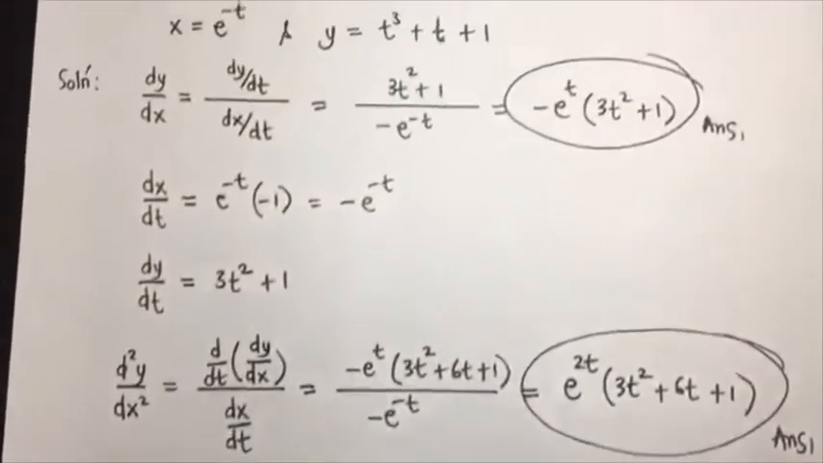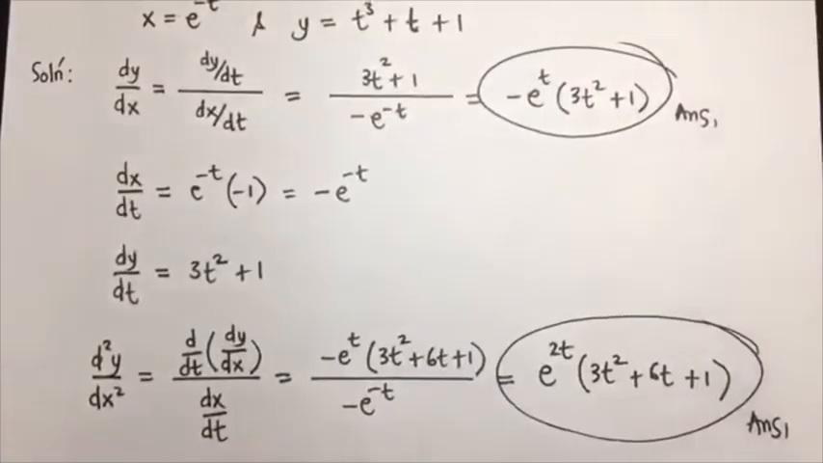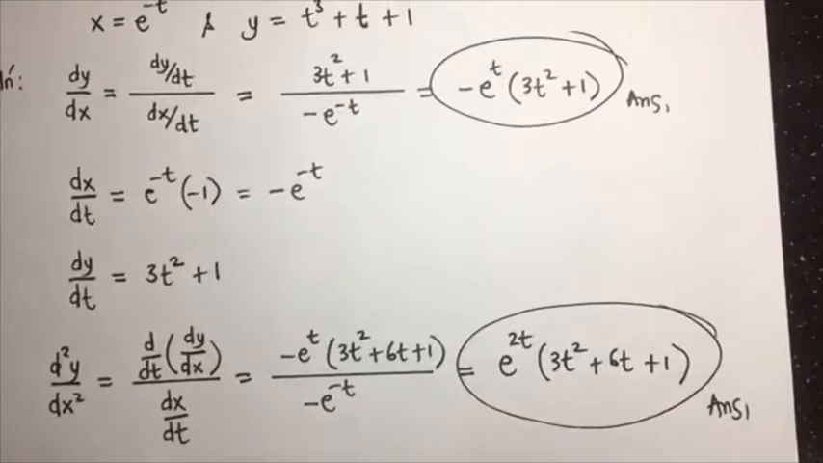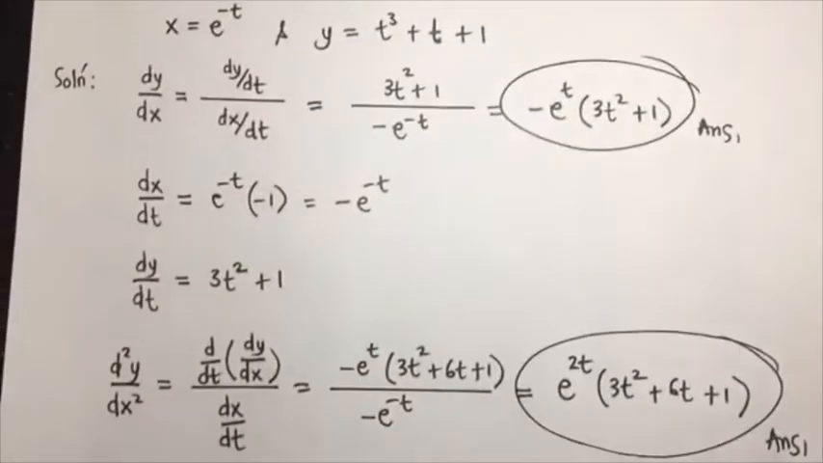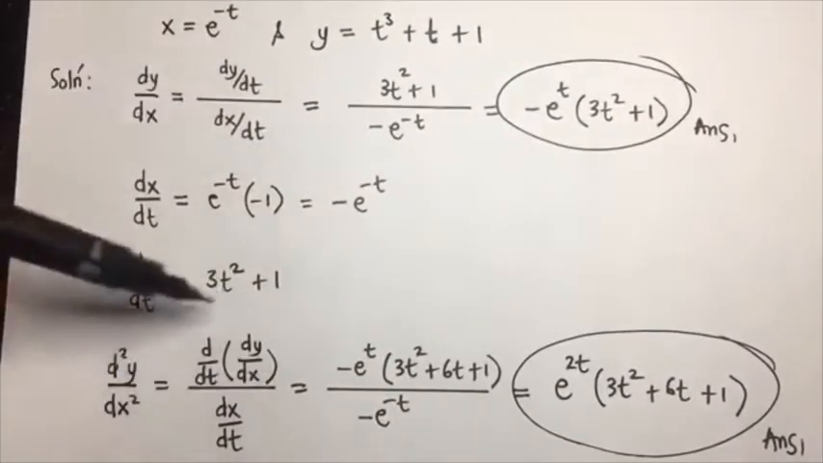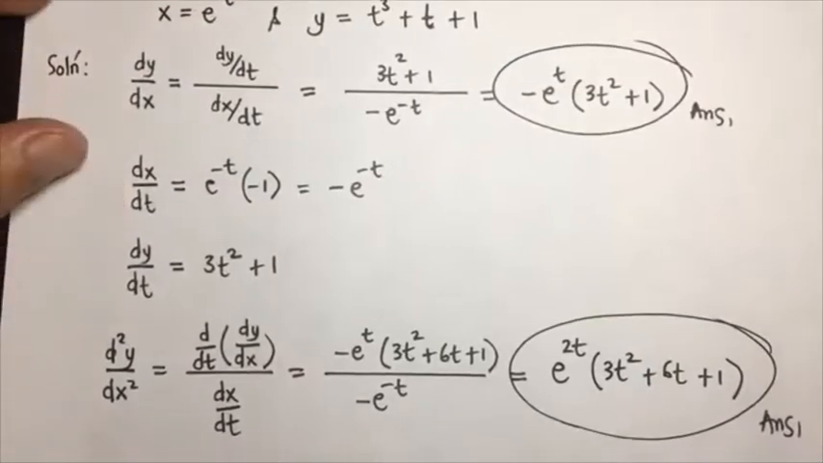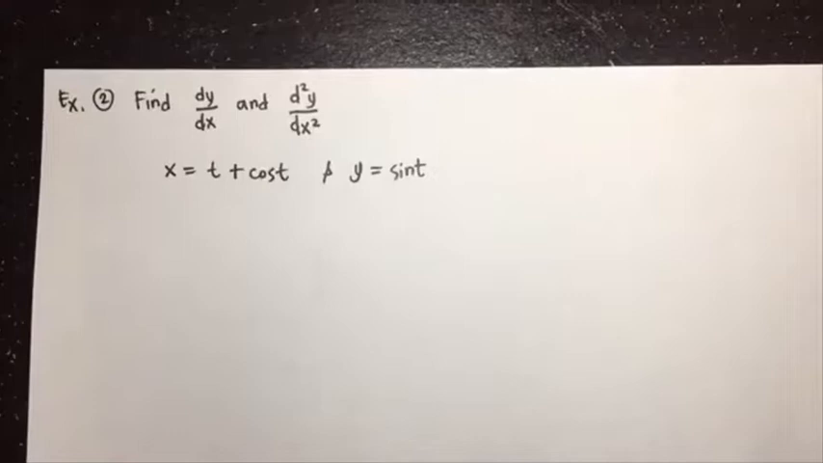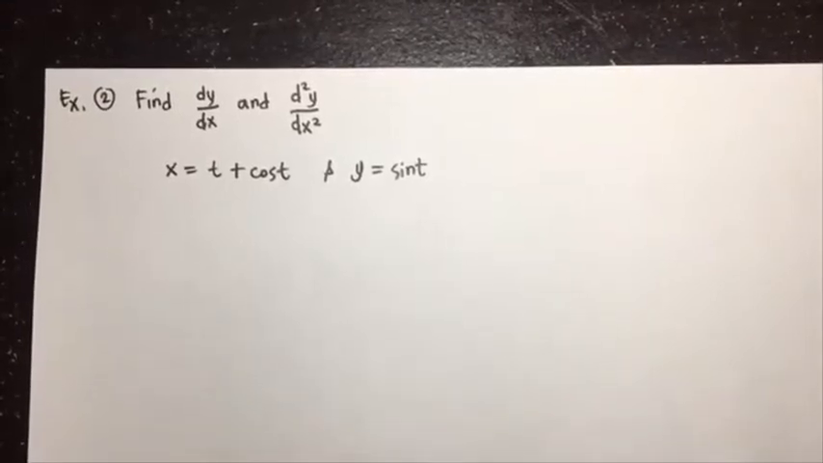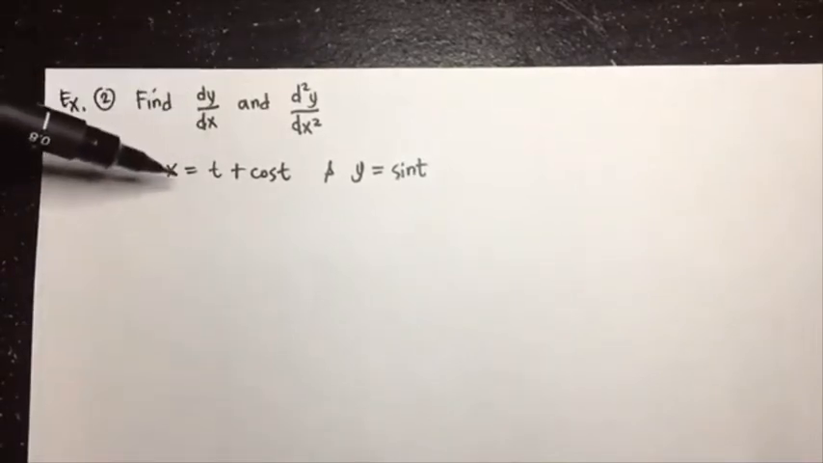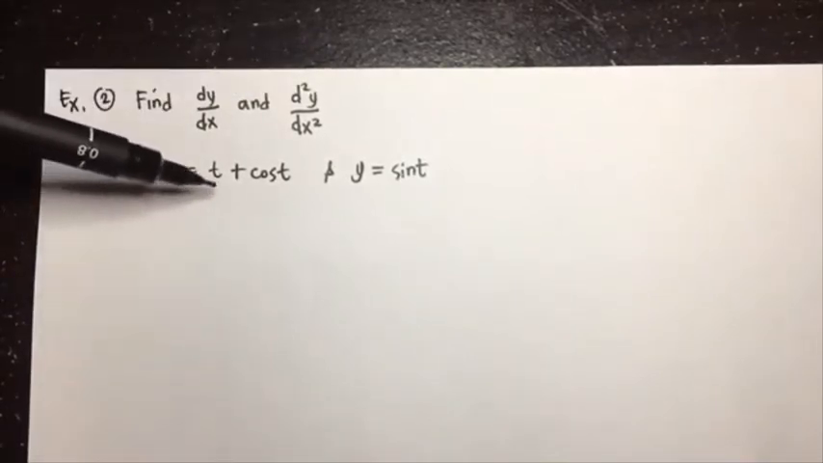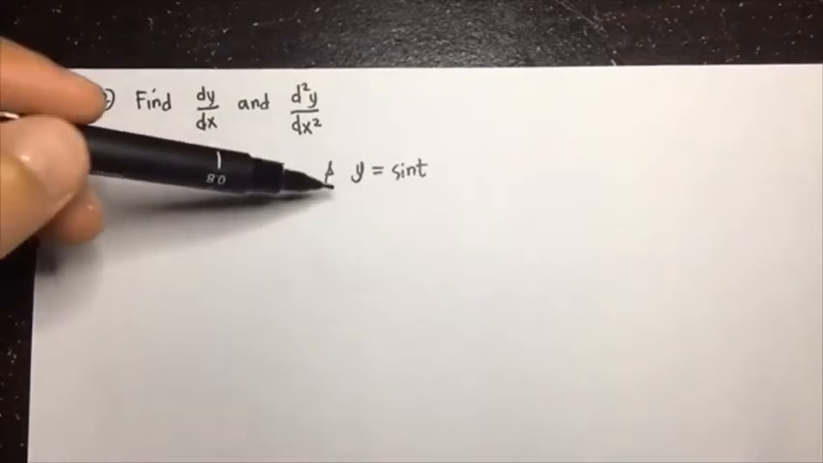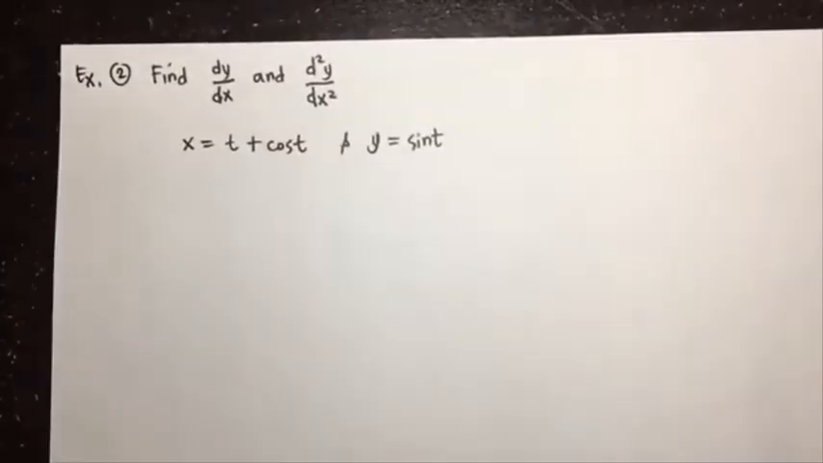Okay, so again, the use of the formulas is very straightforward. All you need to do is memorize the chain rules for the first and second derivatives of parametric equations. So for our second example, let's have this one. Find dy over dx and the second derivative, given that x is equal to t plus cosine of t and y is equal to sine of t.